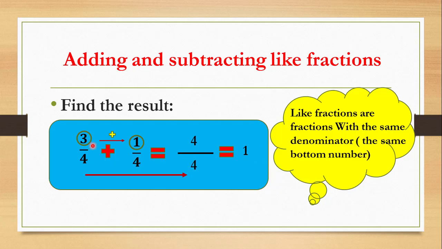Again, 3 over 4 plus 1 over 4, the same denominator. So put 4 here in the result. Then add the numerators, or the top numbers. 3 plus 1 equals 4. Then simplify. 4 over 4 means 1.